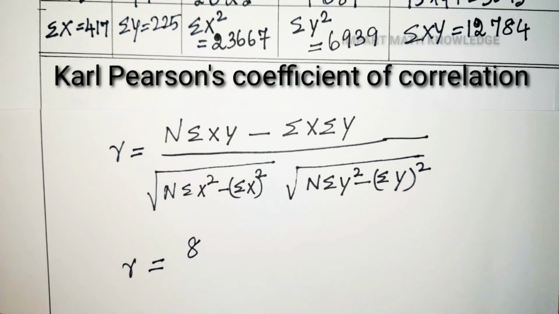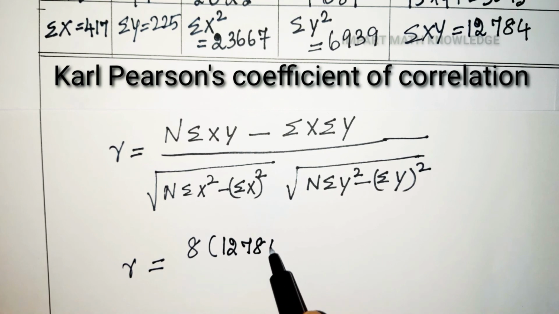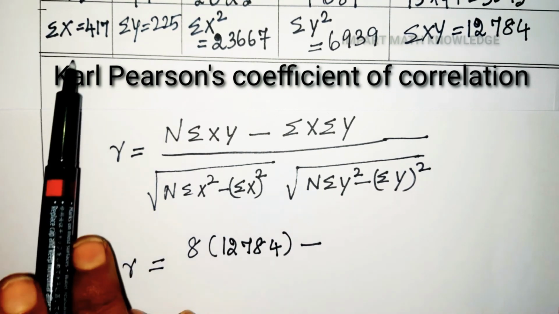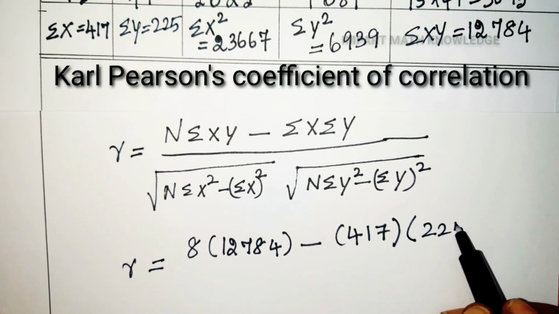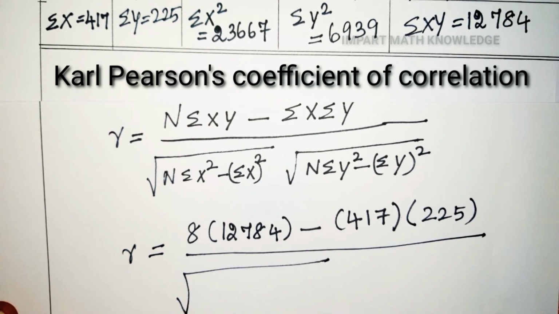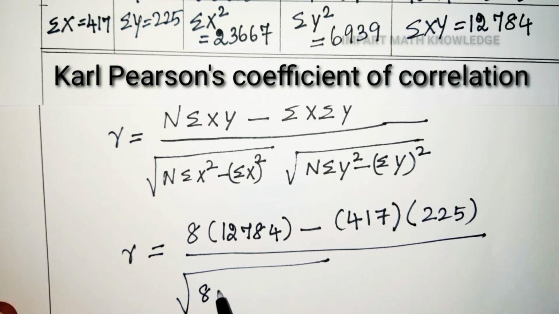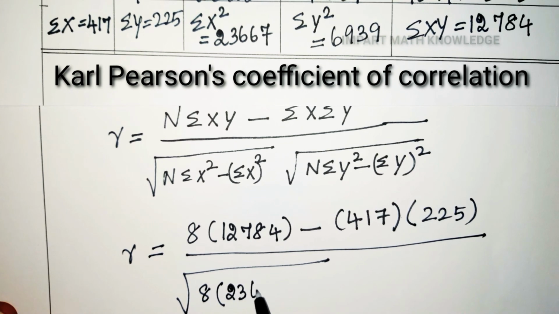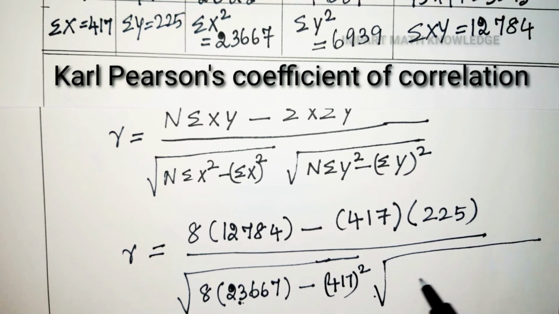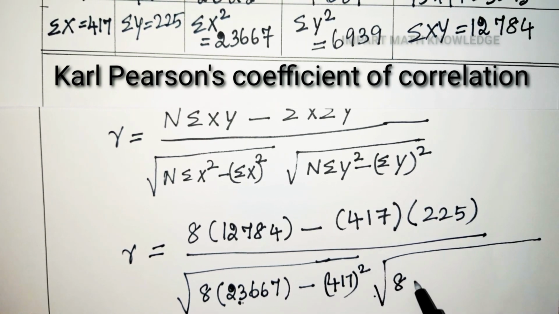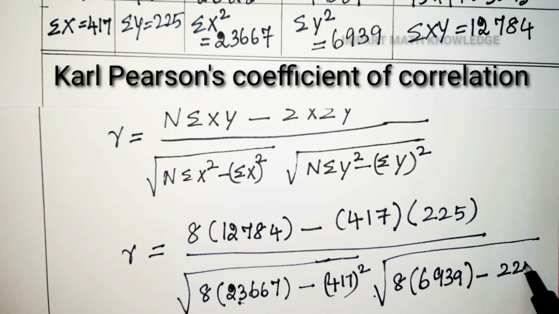r is equal to, n value is 8. Sigma xy is 12,784 minus sigma x is 417, sigma y is 225, by square root of n is 8, sigma x square is 23,667 minus sigma x is 417 whole square, square root of n value is 8, sigma y square is 6,939 minus sigma y whole square is 225 square.